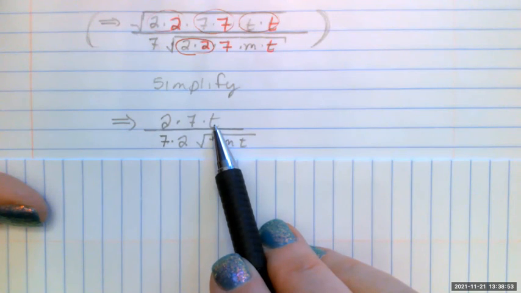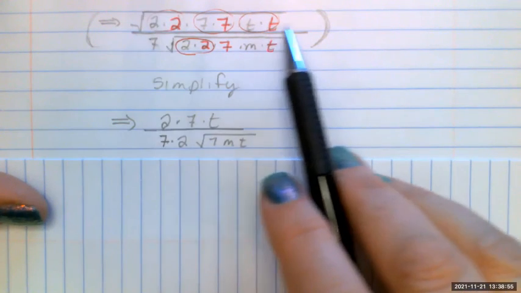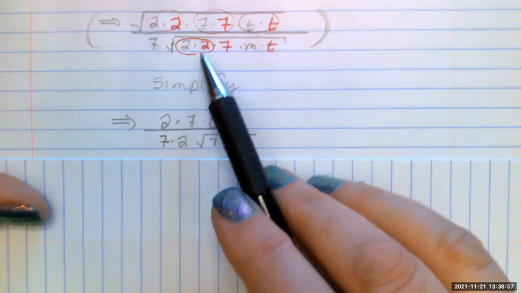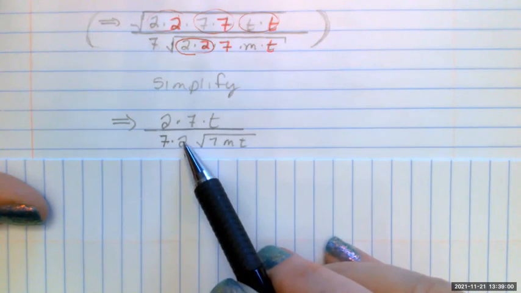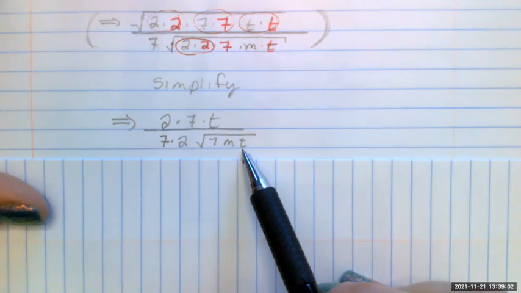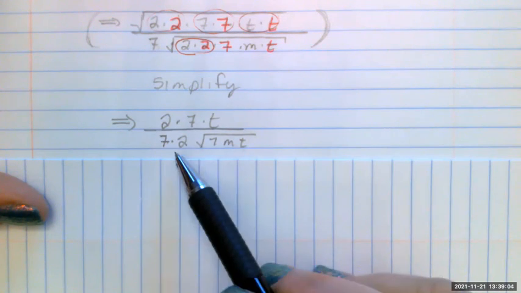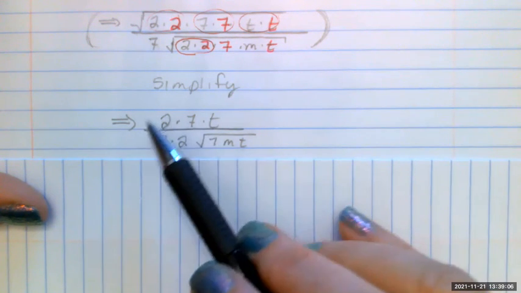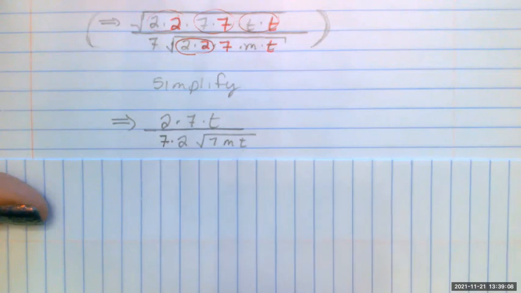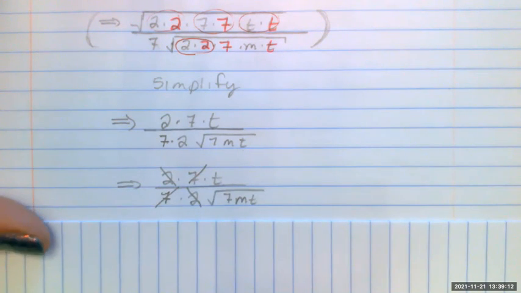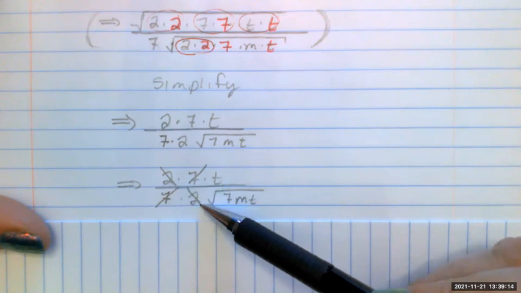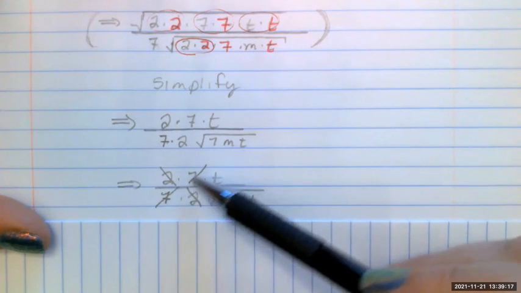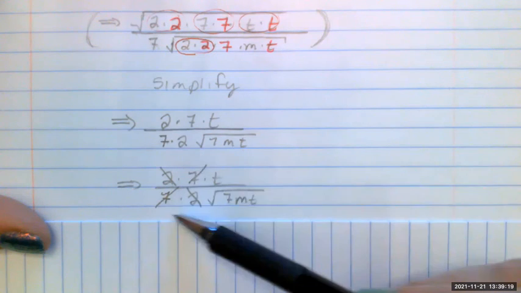Radical goes away. Again, I circled everything. Nothing left. I took out one set of 2's. There it is. The 7, the m, the t remain under the radical. From here, I can actually reduce my outside numbers. The 2's cancel out and the 7's cancel out as well. Again, outside numbers can only reduce with outside numbers.